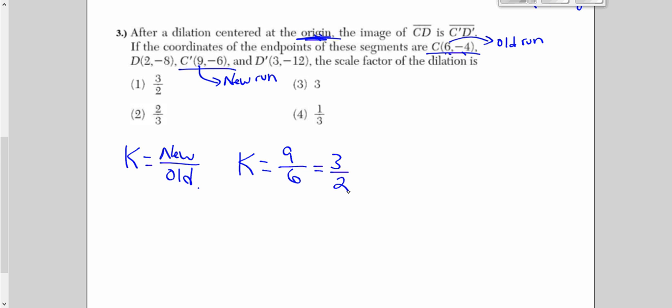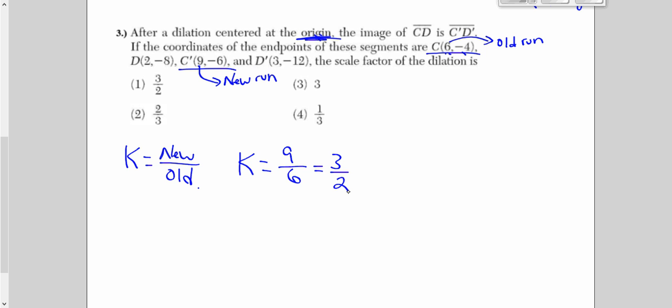What would be the new run over the old run for D and D prime? 3/2. Same answer, right? For D and D prime, what would be the new rise over the old rise? -12 over -8, which reduces to what? Positive 3/2 again, right? Any corresponding linear measurements, new over old, get you k.